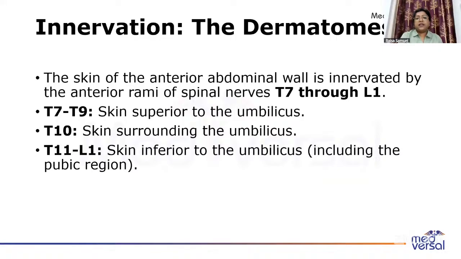So what are the innervation or the dermatomes of the skin? The skin of the anterior abdominal wall is innervated by the anterior rami of the spinal nerves, that is T7 through L1. T7 to T9 will give the skin superior to the umbilicus. T10 is at the umbilicus, and T11 to L1 is skin inferior to the umbilicus.